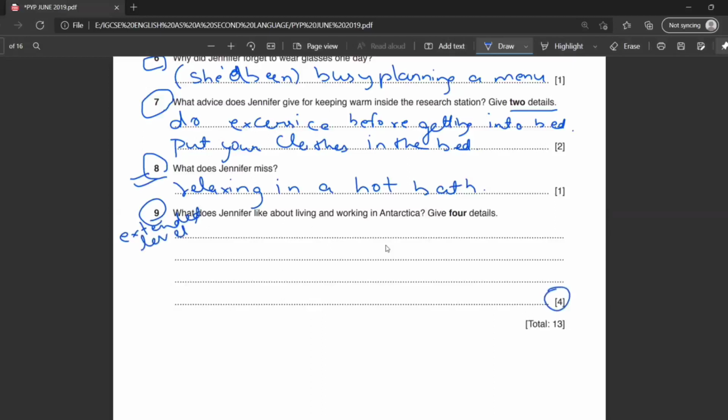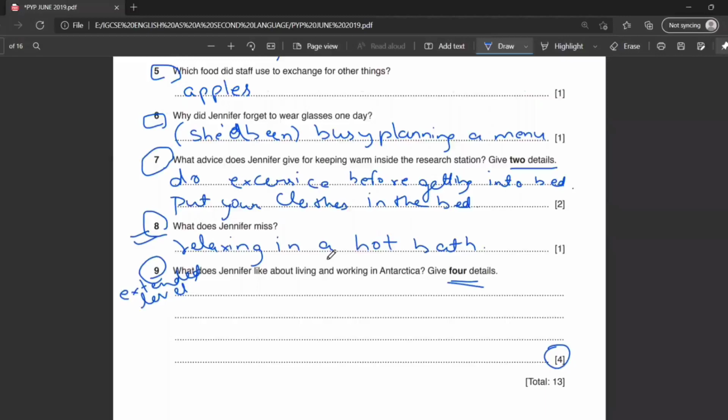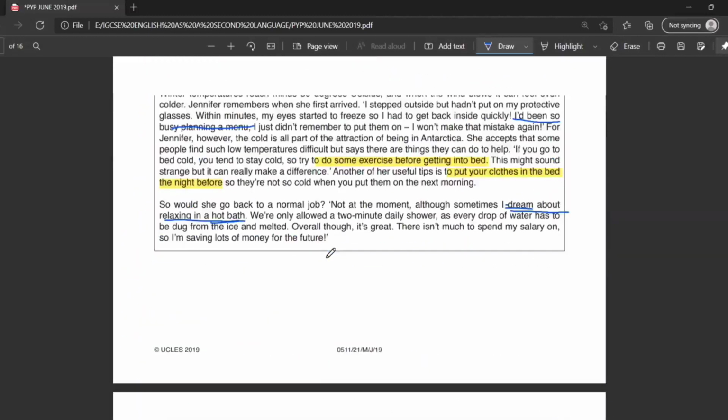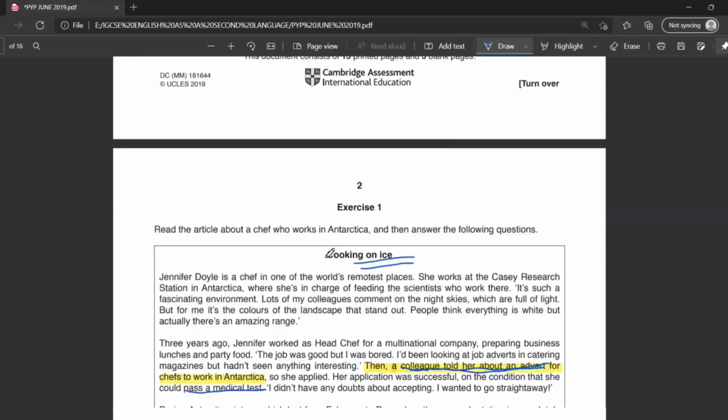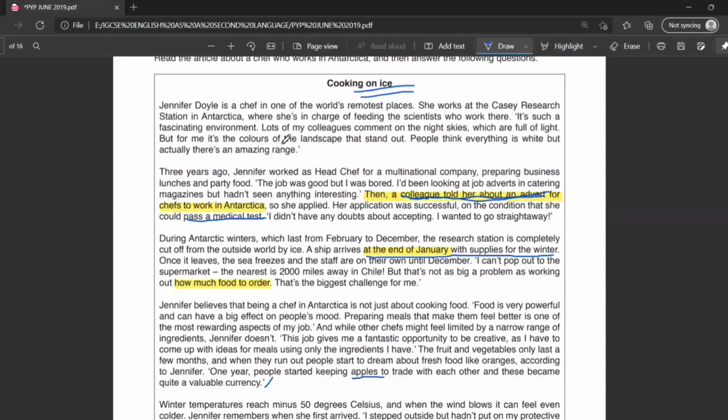And the question is, what does Jennifer like about living and working in Antarctica? Give 4 details. For these 4 details, you have to look at the entire article. You'll not get answers in sequence. You can get it anywhere, scattered. So what is the question? The question is, what does Jennifer like about living and working in Antarctica? So what does she like about Antarctica?